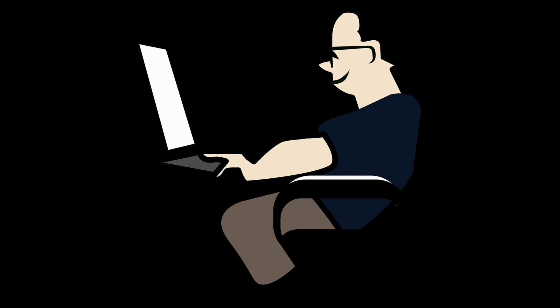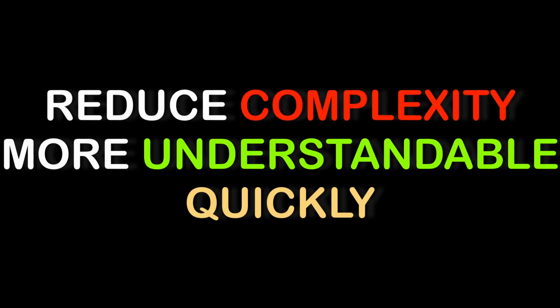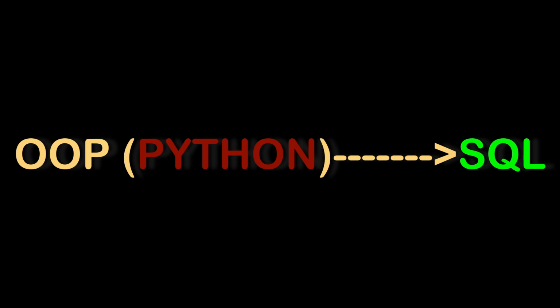But does this mean that we don't have to write SQL code at all? No, the answer is no. For complex queries we still have to write SQL code. But overall, the object relational mapper helps reduce the complexity of the code. Second, it makes code more understandable, and third, it lets us write code quickly because we are writing in an object oriented programming language. So the object oriented code gets converted to SQL code by the Django object relational mapper, and that's how it helps.